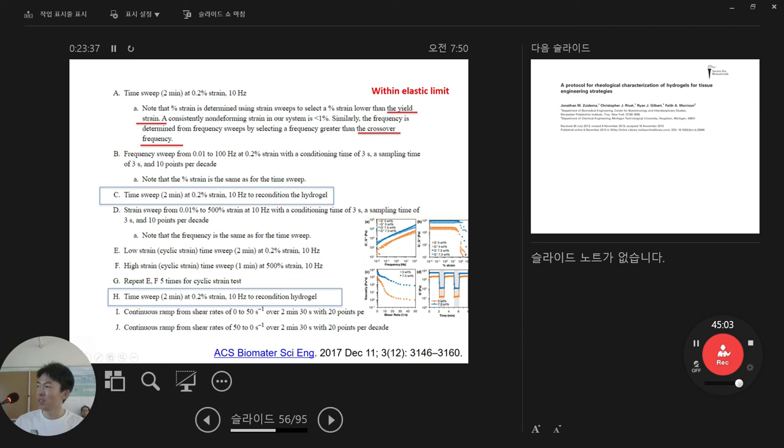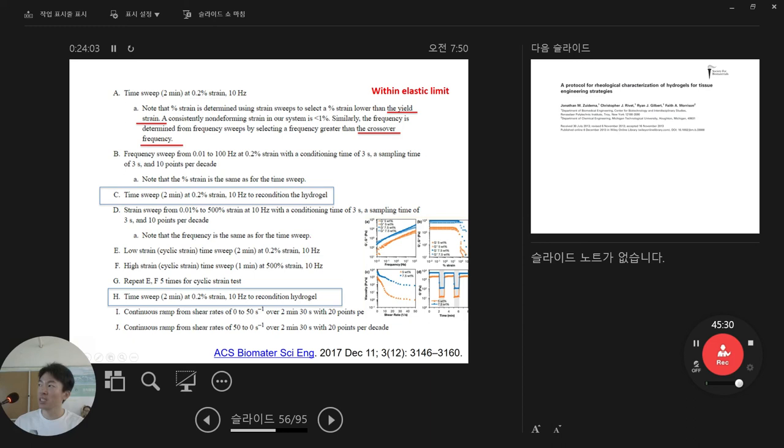And then I and J, which they didn't reveal here, are another test for checking the shear thinning effect. They increase the shear rate from 0 to 50, and it will show a certain graph, and then they go down from 50 to 0. So when you increase the shear rate, when this has more viscosity, how can we say that?